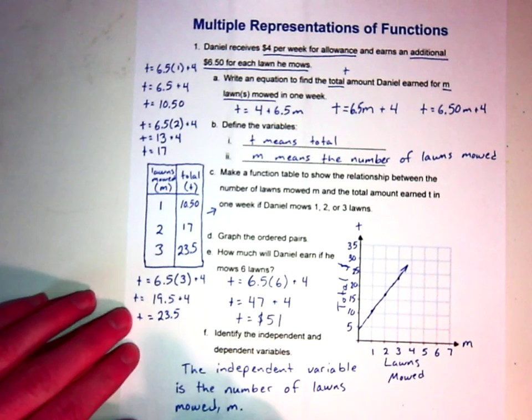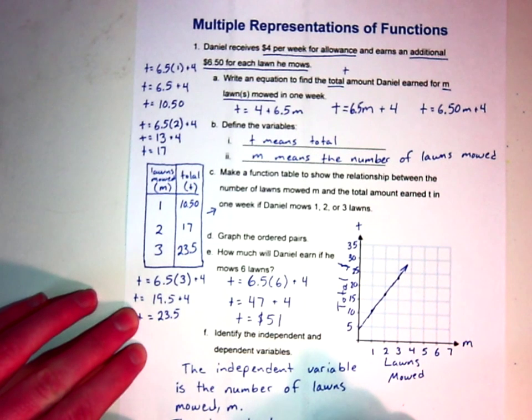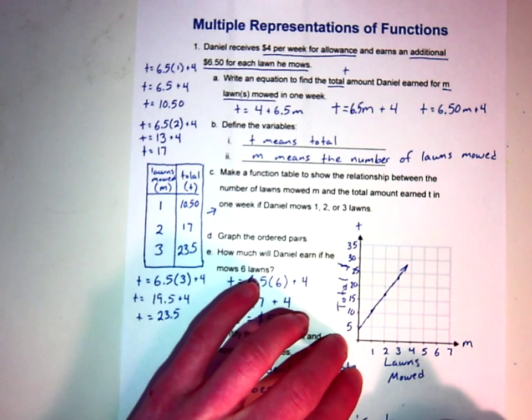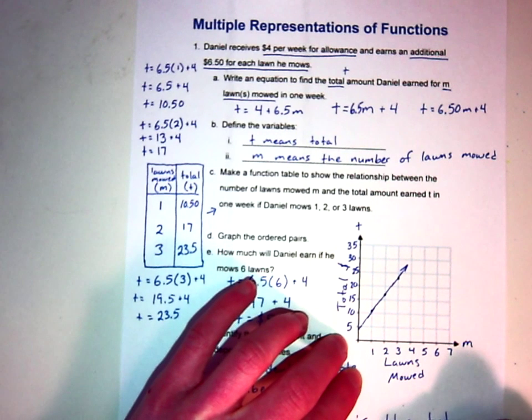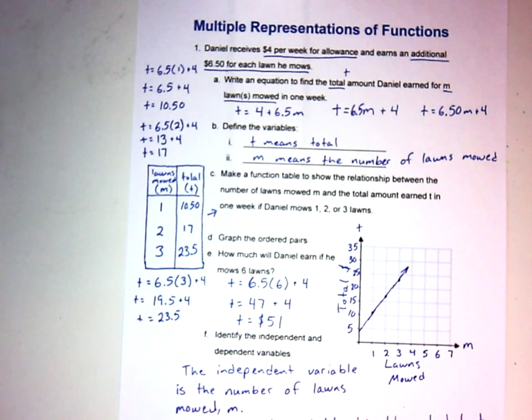And then the dependent variable is the total T, because the total depends on the number of lawns that Daniel would mow. If we want to figure out how much the total is, we have to wait until we know how many lawns he has mowed.